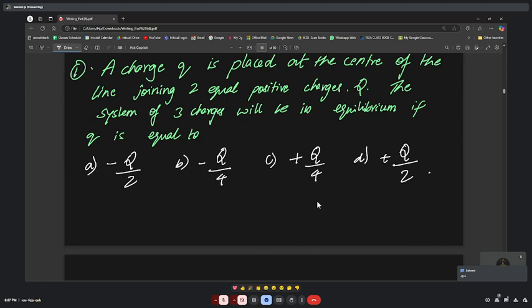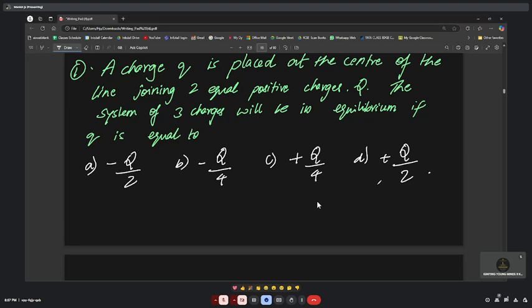Okay, somebody's given the response, I guess. Minus Q by 4. Good attempt. Your magnitude is actually correct, but you went wrong on the sign. It's actually plus Q by 4. It's a good try. Very good. The sign is where I understand the mistake.